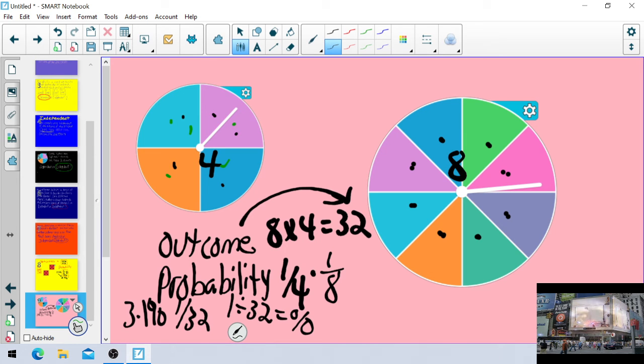So, outcomes: count the number of spaces, 4. Count the number of spaces, 8. 8 times 4, 32. Our Excel will explain it to you. If you don't get it, refer back to the videos.